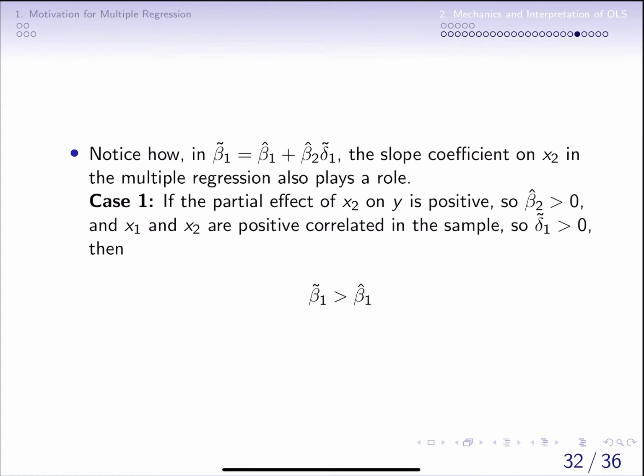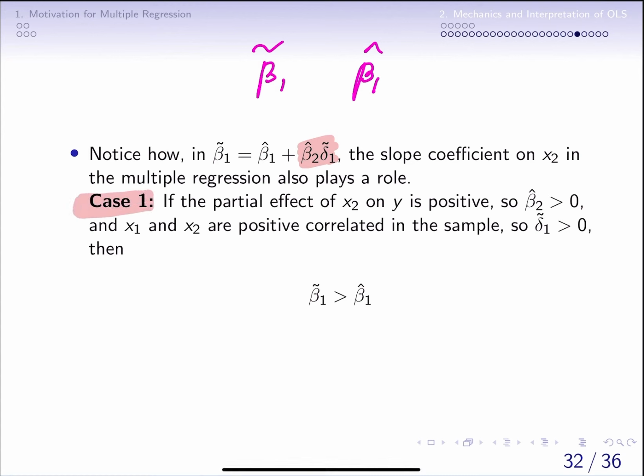Okay, so now if we want to understand what would happen if we compared beta 1 tilde to beta 1 hat, we might want to try to look into what is going on with this product right here. And what is the sign of that, and what is the magnitude? Okay, so let's take a look at case 1.